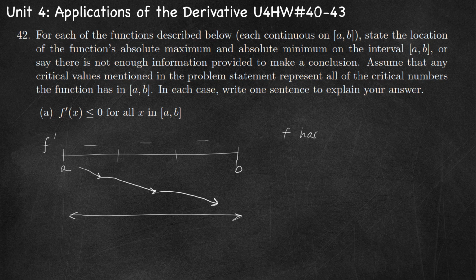So f has an absolute max at x equals A. And again, if it's this weird situation like we have down here where it's a constant function, then that absolute max occurs at every point in the interval. But we know for sure it occurs at A. And I guess by that line of reasoning, we know it also occurs at B. B might not be the only place where an absolute min occurs.